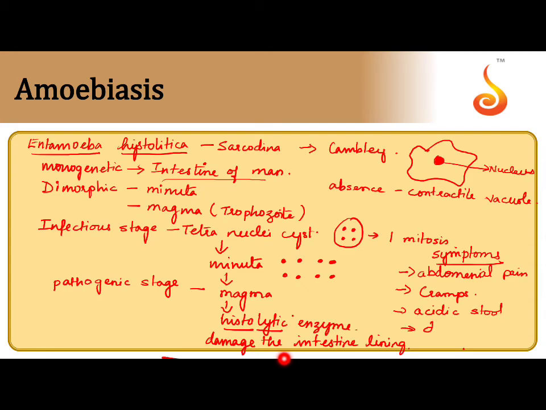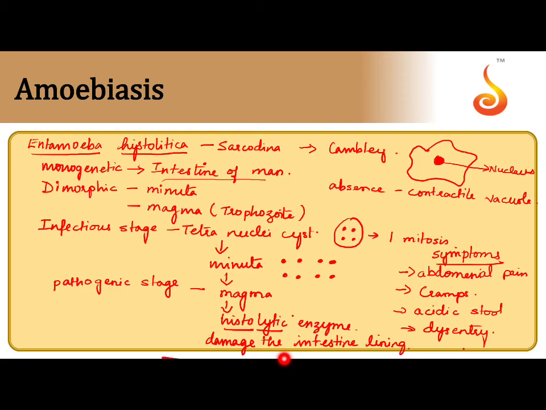Along with this, there would be dysentery. What is dysentery? Removal of blood and mucus along with the stools. Why is the mucus going? Because the inner lining is getting ruptured, right? It is lined by mucus, even that mucus comes out.